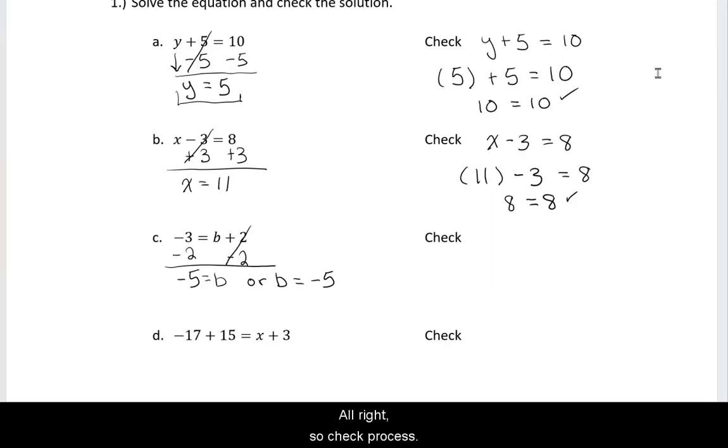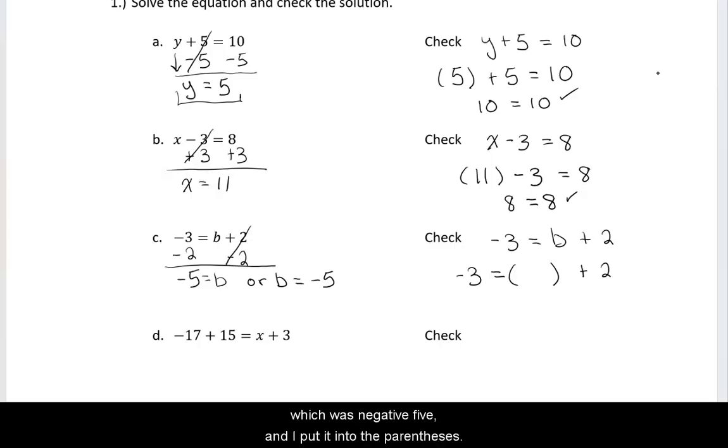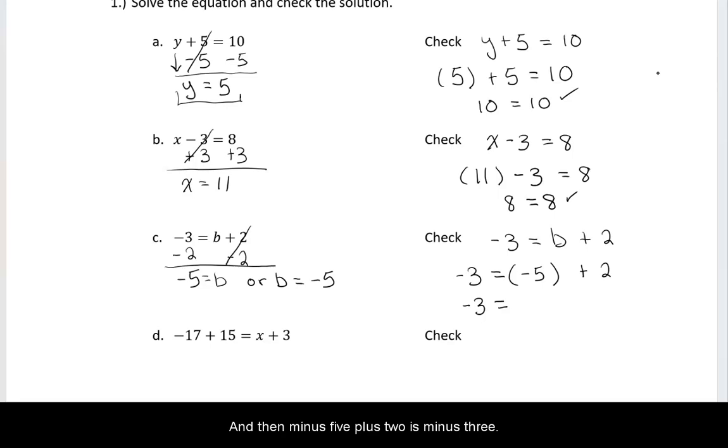All right, so check process. I'm going to rewrite my original. So -3 equals b plus 2. Now I take my b out and replace it with parentheses. So I get -3 equals parentheses plus 2. Now I take the answer that I got, which was -5, and I put it into the parentheses. Now I have -3 equals, and then -5 plus 2 is -3. So again, I confirmed that -5 is correct.